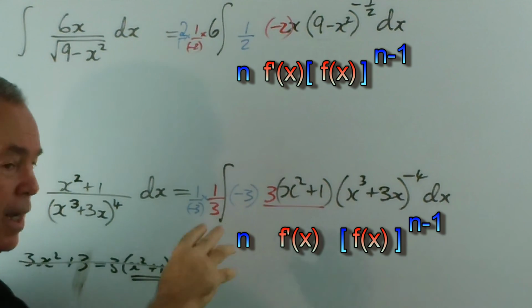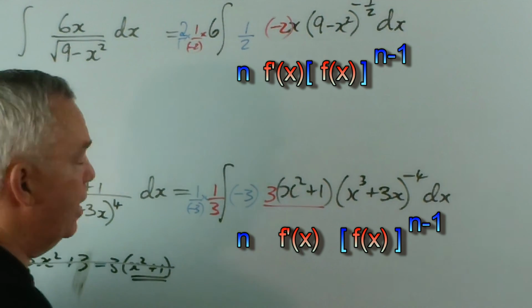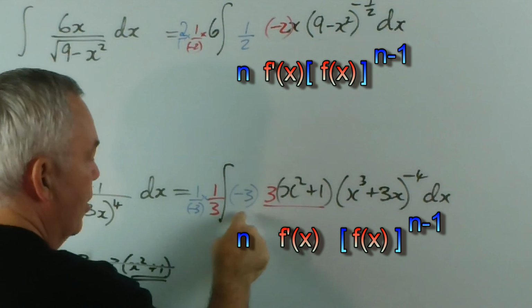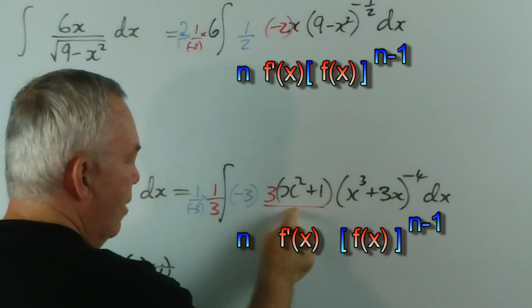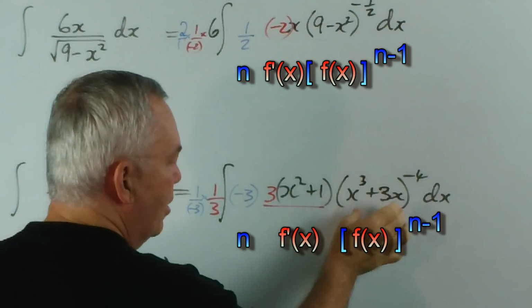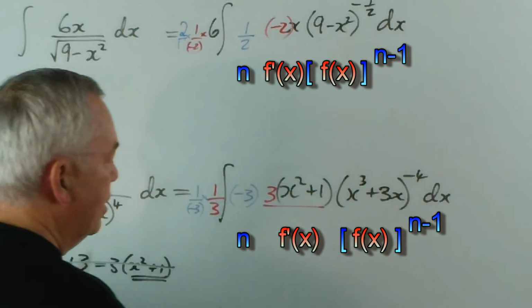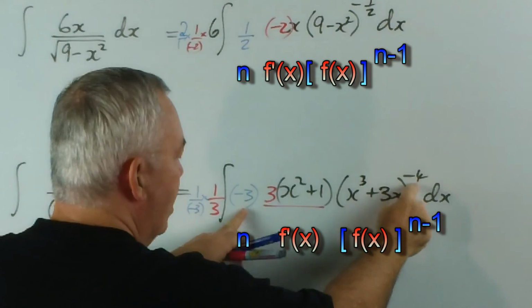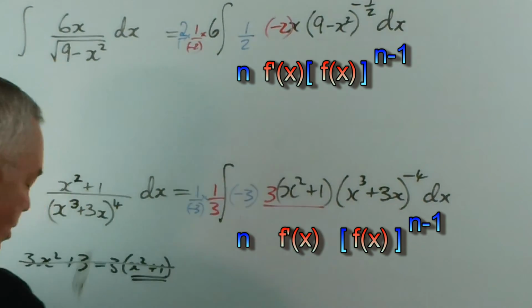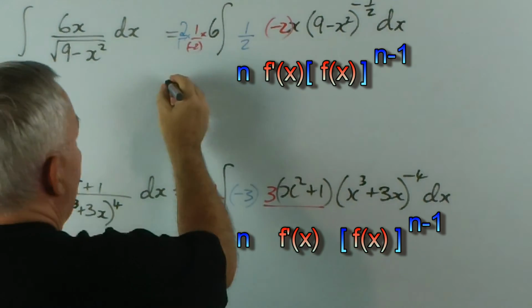I won't write it out, but you can look back in the video and see that we had the integral of n f dash x times fx to the n minus 1. And we've followed the exact pattern where this is 1 more than that, and this is the derivative of this. So now we're ready to integrate.